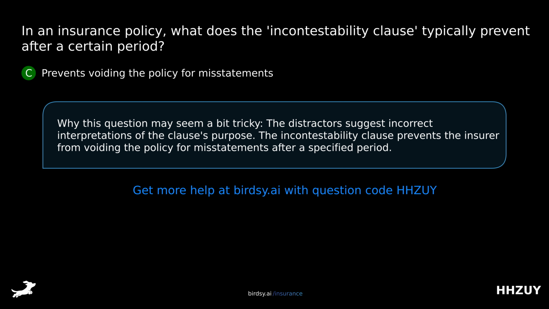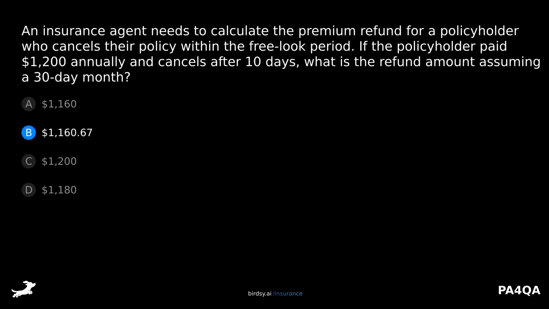An insurance agent needs to calculate the premium refund for a policyholder who cancels their policy within the free look period. If the policyholder paid $1,200 annually and cancels after 10 days, what is the refund amount, assuming a 30-day month? Is it A, $1,160? B, $1,160.67, C, $1,200, or D, $1,180? The answer is B, $1,160.67.